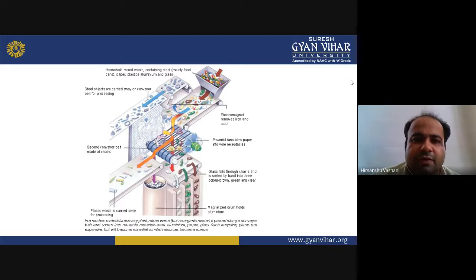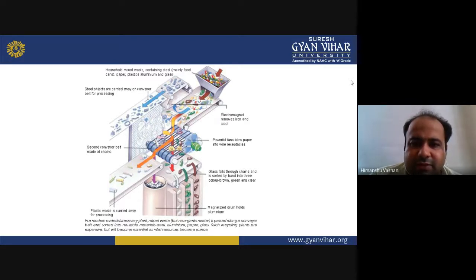You can see the different materials in the mixed waste on the upper side, containing steel, paper, plastic, aluminium and glass. Steel objects are carried on a conveyor belt for processing, and then the electromagnet removes iron and steel from the belt. You can see that on the upper side, that it is removing iron and steel, which are carried away on the conveyor for processing. Then the second belt conveyor is made of chains, and powerful fans blow paper into wire receptors. You can see how the paper is separated.